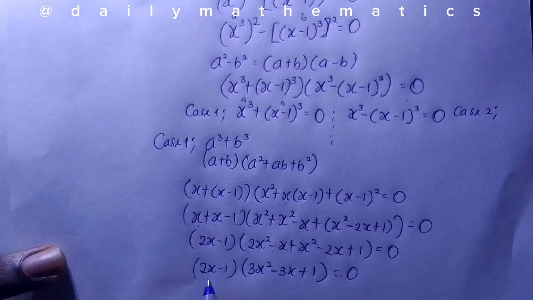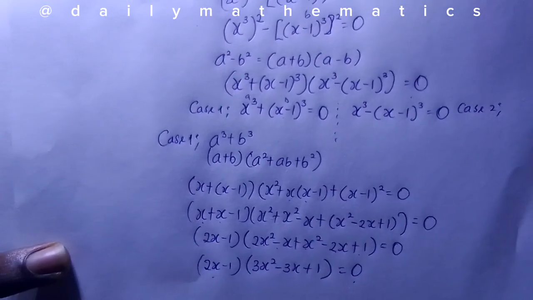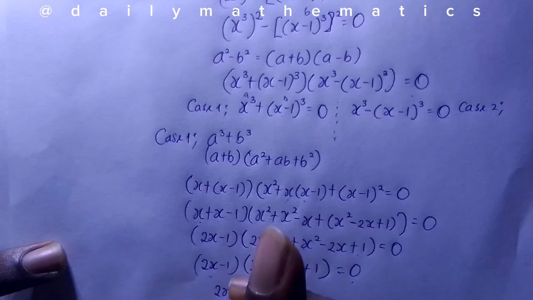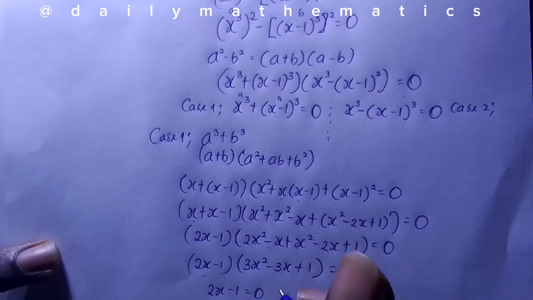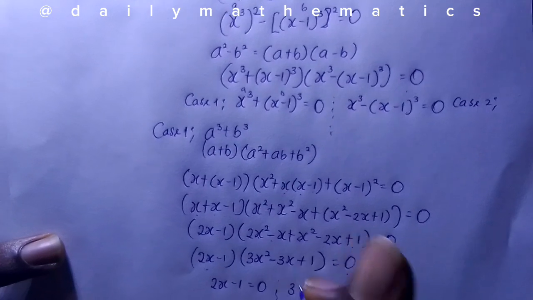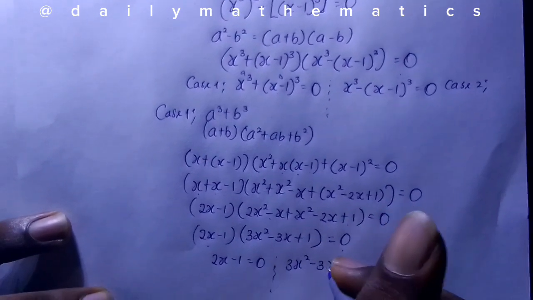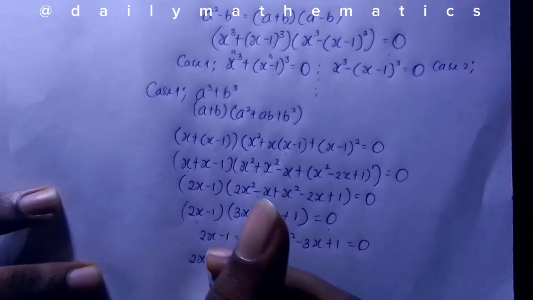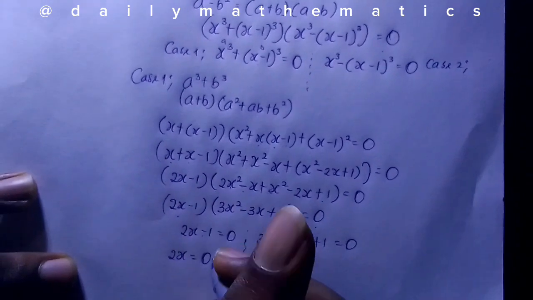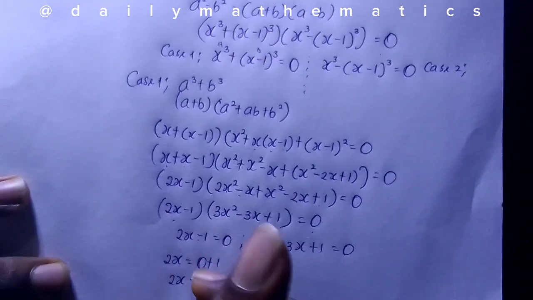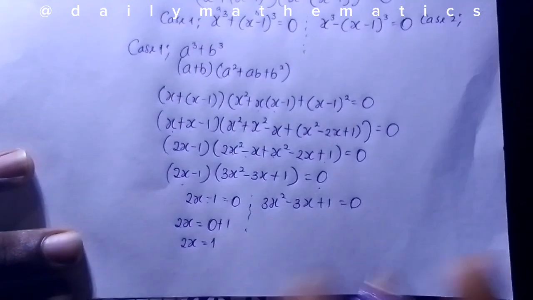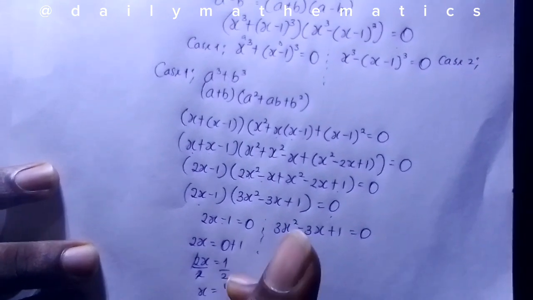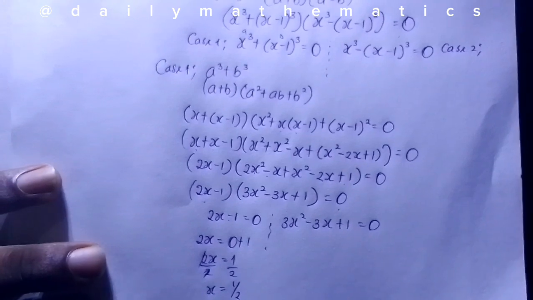Remember it's equal to 0, right? So from here, this bracket will equal 0. We now have another two cases under this case 1. So we have 2x minus 1 equals 0, and we have 3x squared minus 3x plus 1 equals 0. From here we can see 2x equals 0, this minus 1 will cross over here, plus 1. 2x equals 1, right? So we divide both sides by the coefficient of x, which is 2, and then x equals 1 over 2, right? x equals 1 over 2.